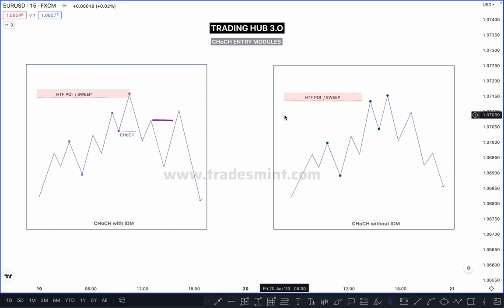Now let me show you another diagram, which one is here. In the next diagram, you can see this one is our CHoCH without inducement. In this case, you don't need to wait for a CHoCH. You can immediately sell after taking out the previous high. Let me explain here. When the market taps your PD zone and sweeps this higher time frame, and then what happened here? You have to follow a similar rule here. After CHoCH, you can sell here. Look at this one. This one is our change of character. You can immediately sell here in this case.